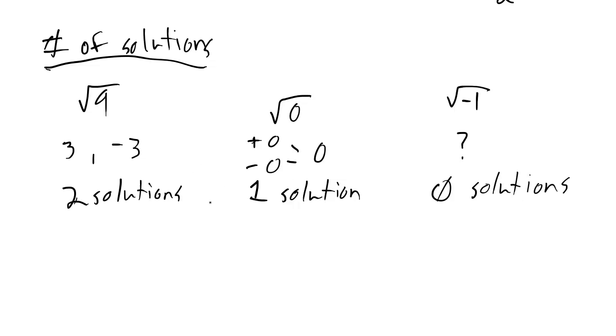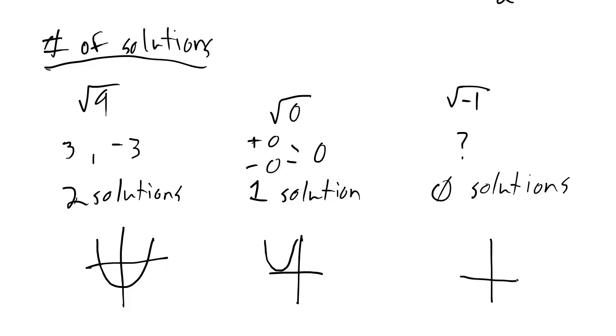And this can also work when we're dealing with graphing, right? If we're looking at x-intercepts, we can have something that crosses twice, something that just touches once, or something that never crosses the x-axis. So we can have two solutions, one solution, and no solutions.